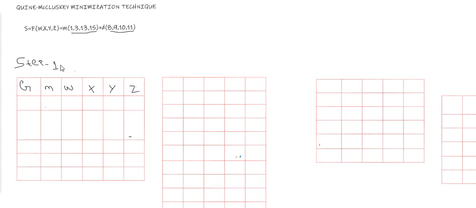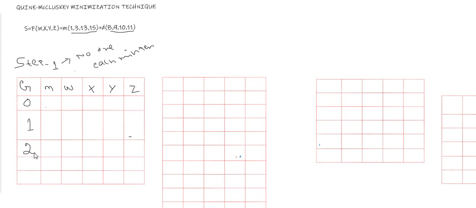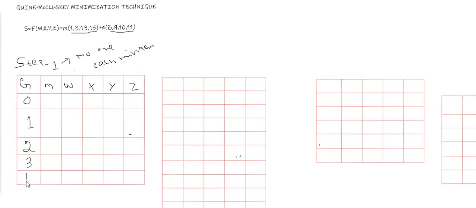So in step 1, we count the number of 1s present in each minterm, and according to that we make groups. When you make groups, the first group is 0, where the number of 1s present is 0, then 1, then 2, then 3, and the last one is 4, because it is a 4-bit variable, so we take 0, 1, 2, 3, 4 as the grouping.